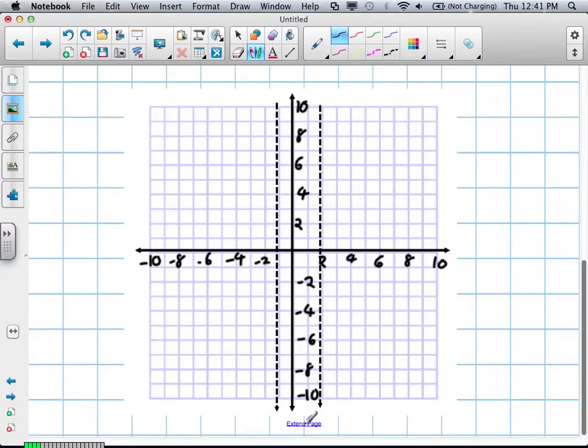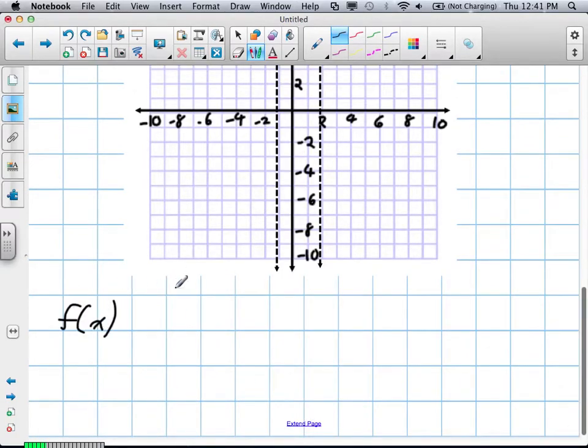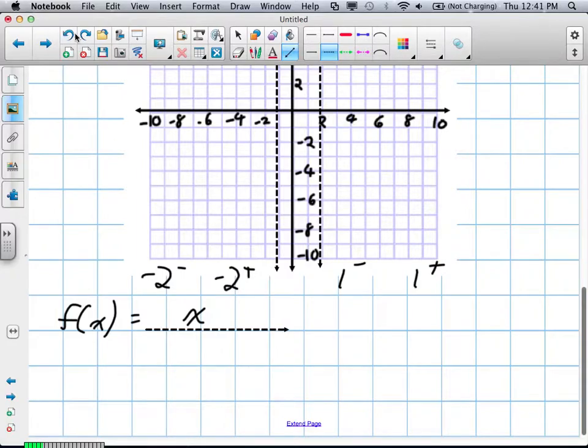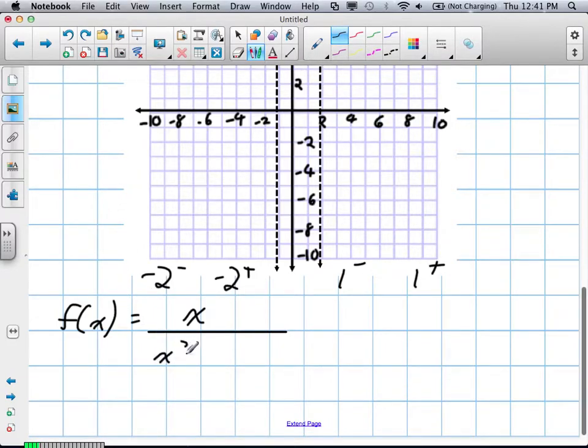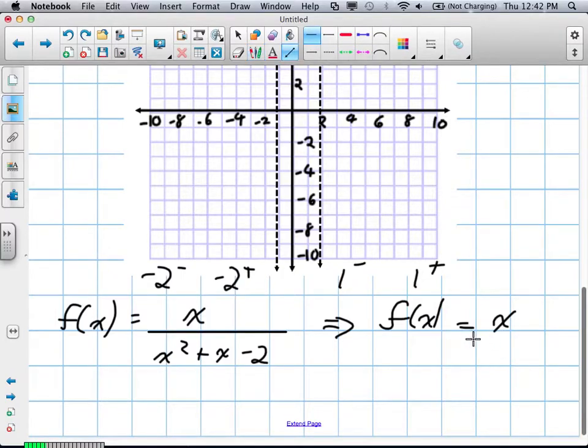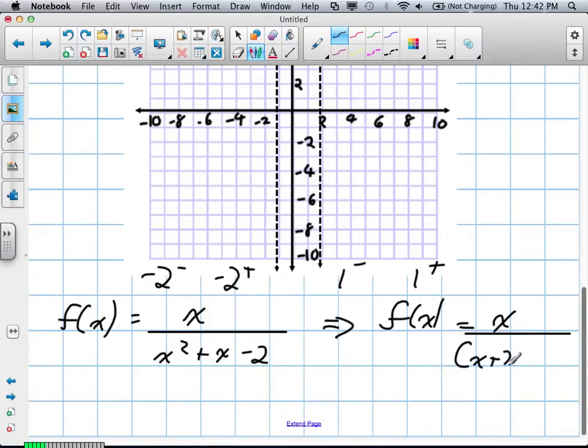So, let's move down. Our original function f at x, and remember our values were negative 2 from the left, negative 2 from the right, positive 1 from the left, and positive 1 from the right. Our f at x function was x divided by x squared plus x minus 2. Well, it'll actually be faster if we work with our factored form of this on the bottom. So we're going to deal with f at x equal to x divided by our factored form, which we factored to find what the zeros were, which were x plus 2 and x minus 1.